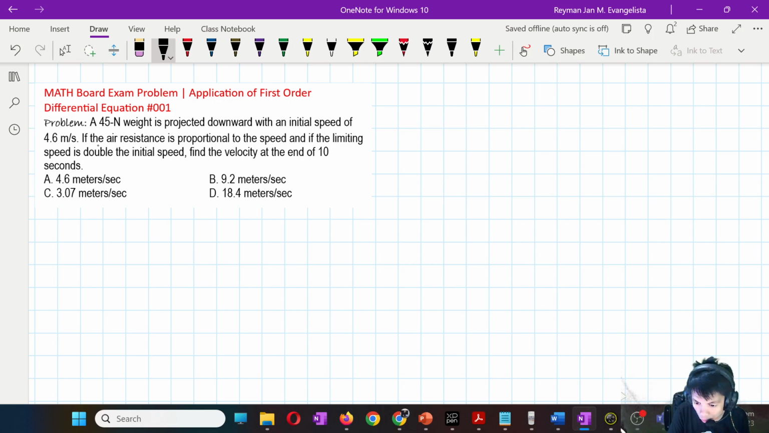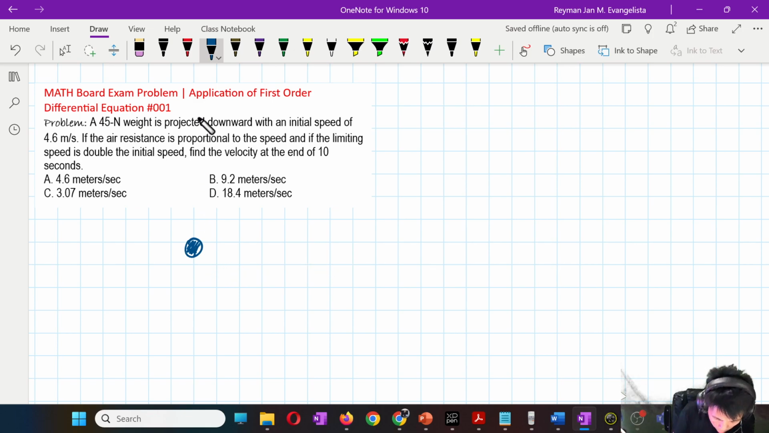Okay, so let us first illustrate the problem. We will draw a diagram. Let's say this is the 45 Newton weight. If the problem involves changing speed, or instantaneous acceleration, that means we have to apply Newton's second law of motion, because it involves force, speed, acceleration and time.